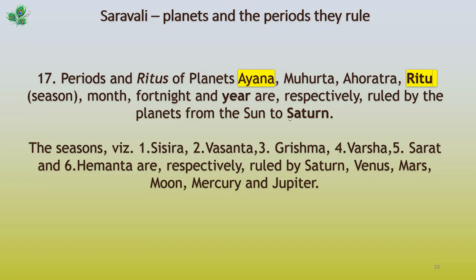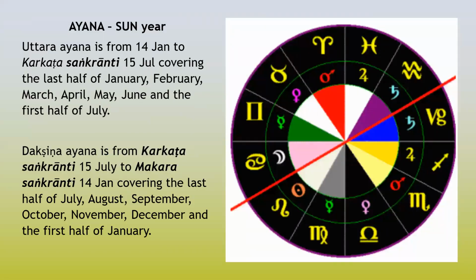Now, I don't have much time today to cover each one of these, and I'm not even going to cover the seasons. But what I am going to cover is the first one, the Ayana, which is nothing but the year. Ayana is kind of like half a year, and its ruler is the Sun. So this is the zodiac which everybody is familiar with, yes? And Aries, and these are the symbols and signs and stuff like that.